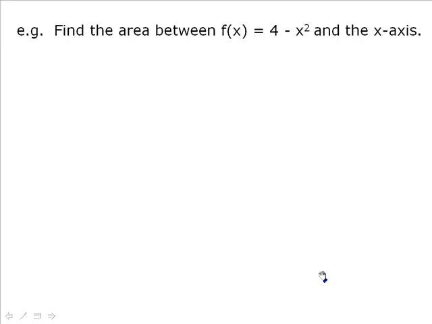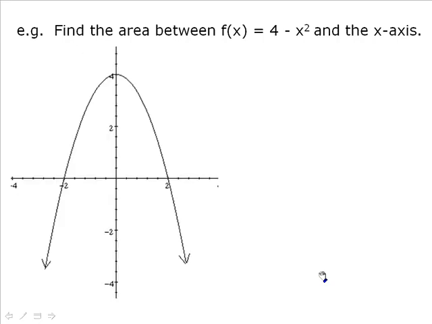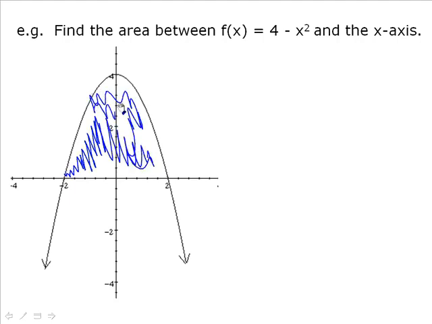Here you're asked to find the area between the function 4 minus x squared and the x-axis, which looks like this. We're making it easy because the x-intercepts are going to be negative 2 and 2, so we don't have to deal with being below the x-axis. Now, if you didn't have this function in front of you, you would have to calculate the x-intercepts. But this is simple enough, I won't worry about it.